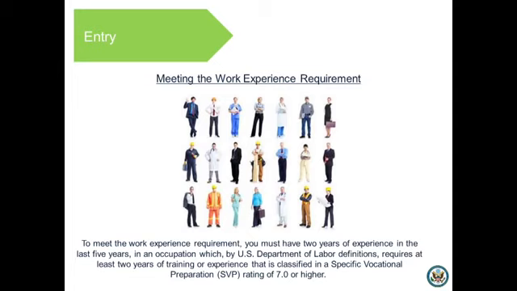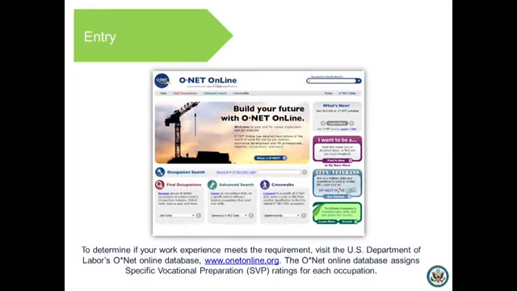To meet the work experience requirement, you must have 2 years of experience in the last 5 years in an occupation which, by U.S. Department of Labor definitions, requires at least 2 years of training or experience that is classified in a specific vocational preparation or SVP rating of 7.0 or higher. To determine if your work experience meets the requirement, visit the U.S. Department of Labor's ONET online database, www.onetonline.org. The ONET online database assigns specific vocational preparation or SVP ratings for each occupation.